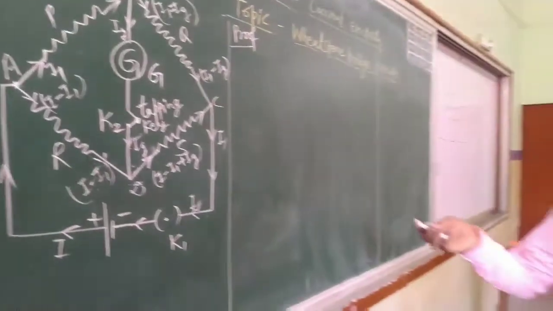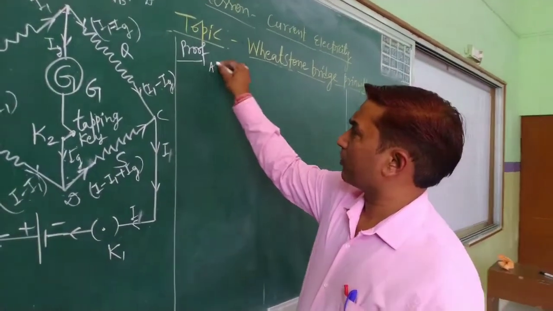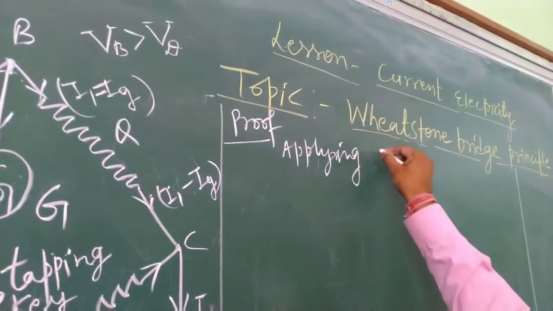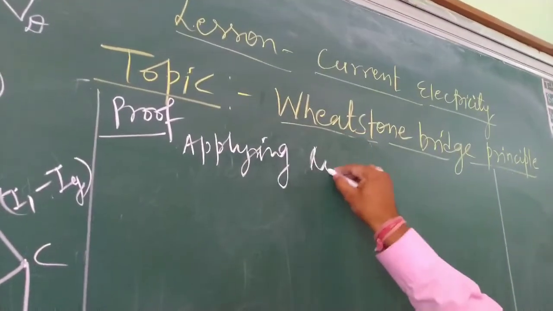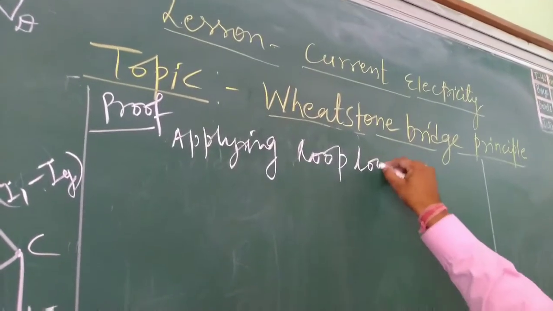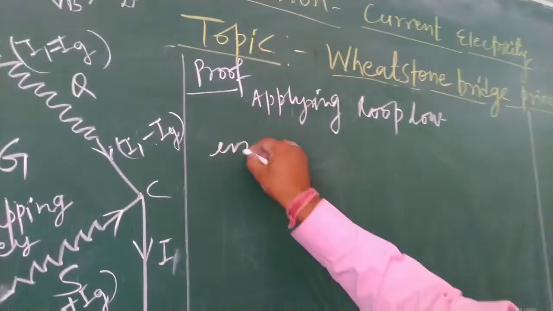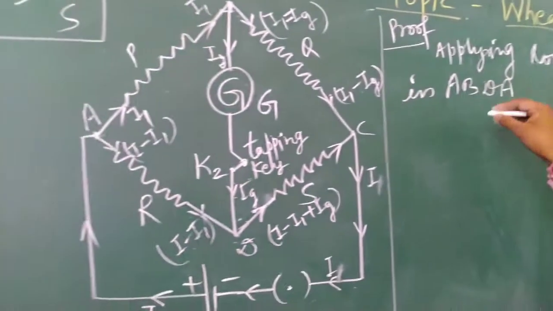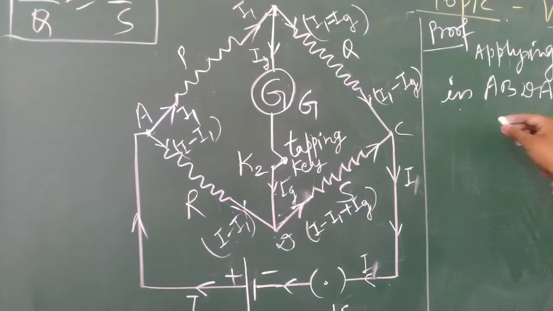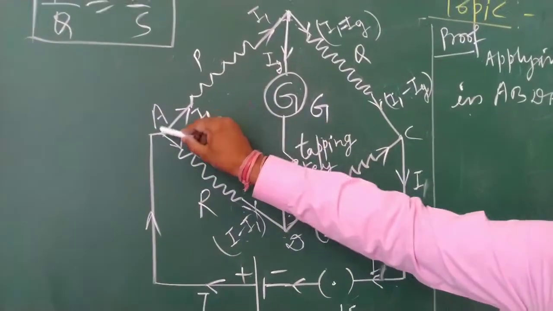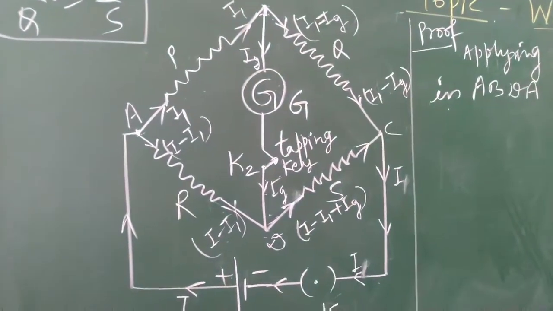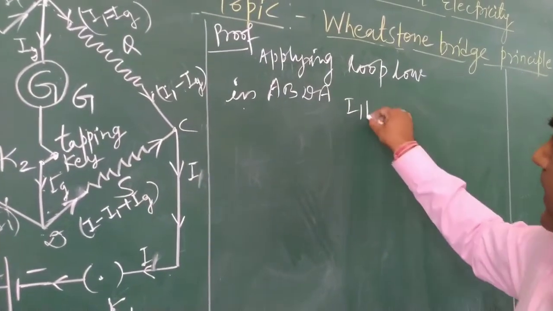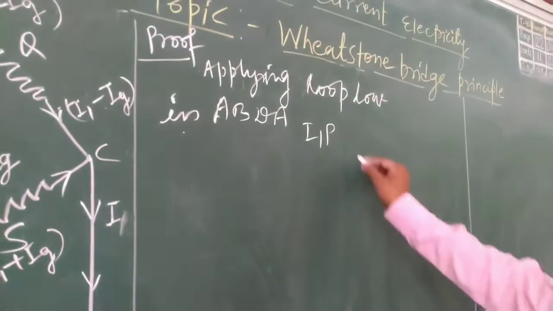Now we use Kirchhoff's second law. So apply Kirchhoff's second law in the closed loop A, B, D, A. The direction of current is from A to B, and your motion is also from A to B. That's why the potential drop across P is taken as positive, which is I1P.